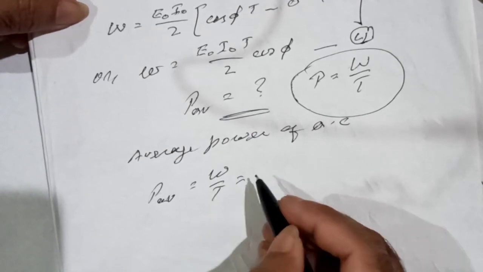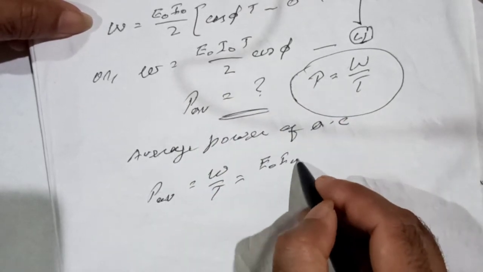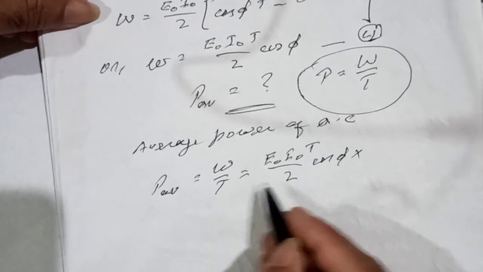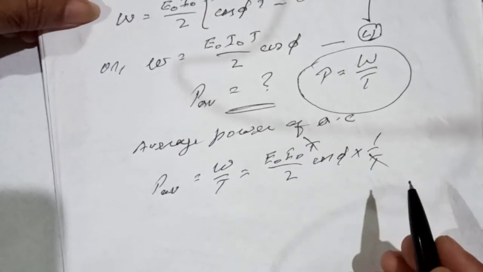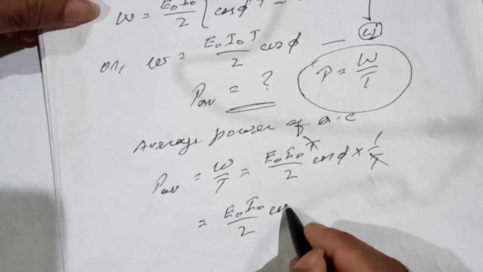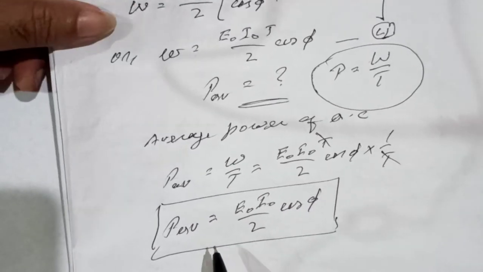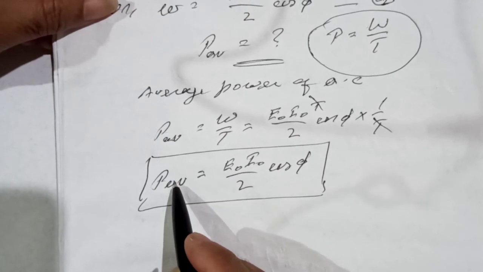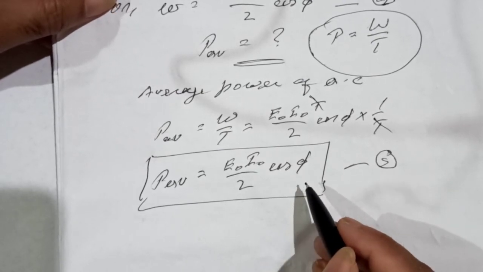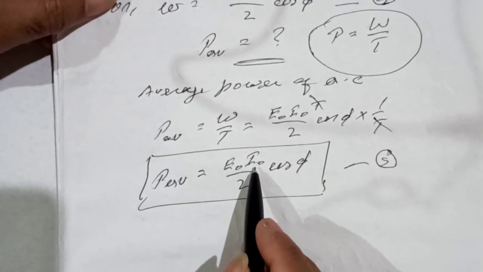work done by time, power is the rate of doing work, which is E naught I naught t by 2 cos phi into 1 by T. So we can cancel out this T. Now what is left is E naught I naught by 2 cos phi. So we are deriving this average power. It's finished. So average power is equal to E naught I naught by 2 cos phi. Equation number 5 is an important equation. This is the average power of an AC circuit, in terms of peak value of EMF and peak value of current.